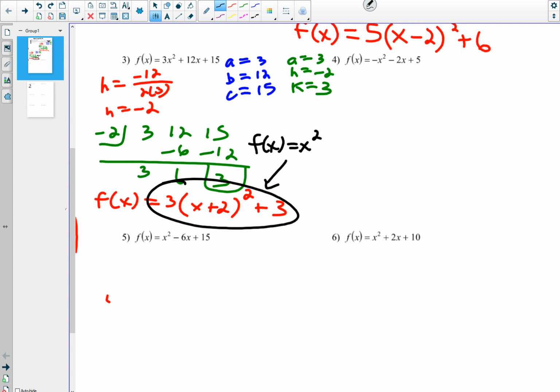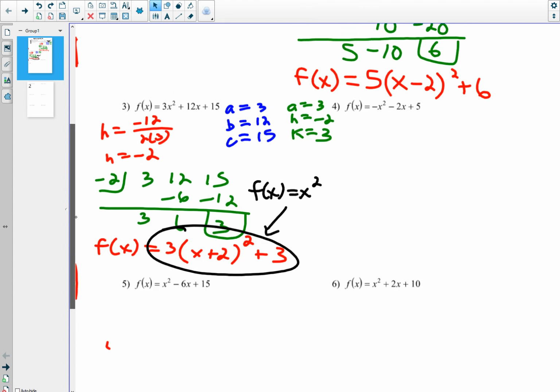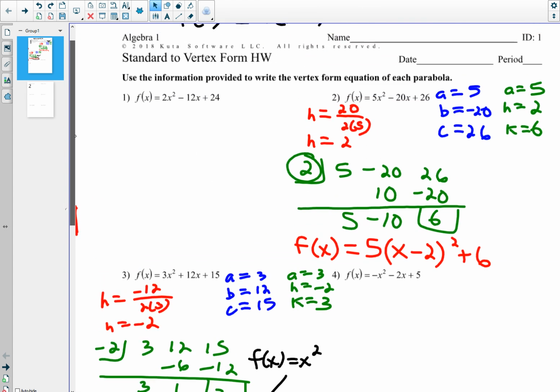A vertical, say, could say vertical stretch by a factor of 3. No. No. A horizontal translation that is left 2. And a vertical translation of 3, yes. Yeah, let's do that with the first one. That's good practice for next week.